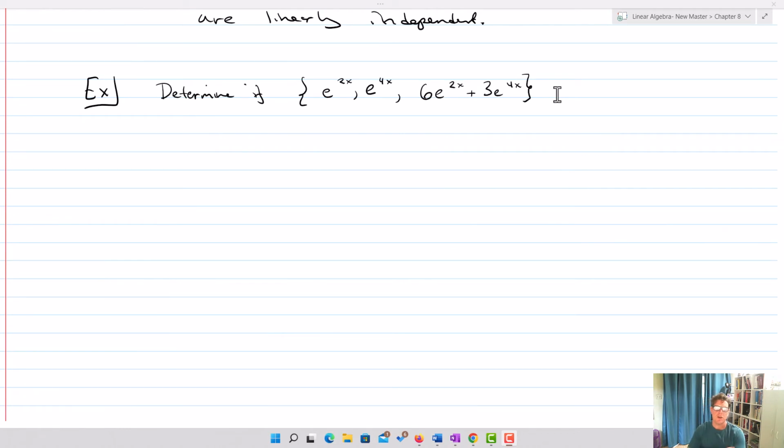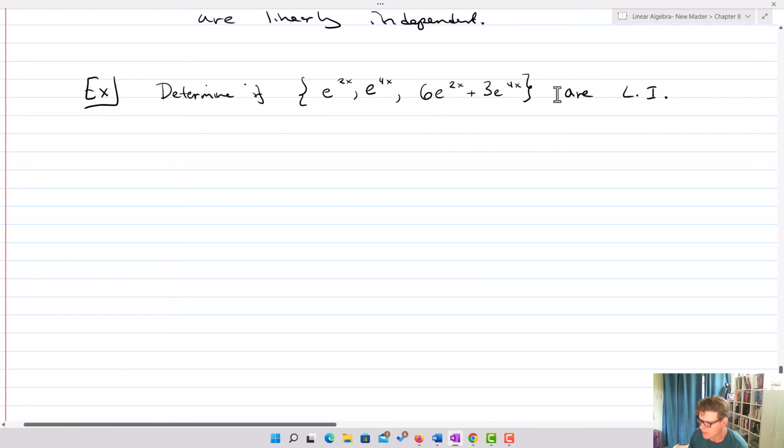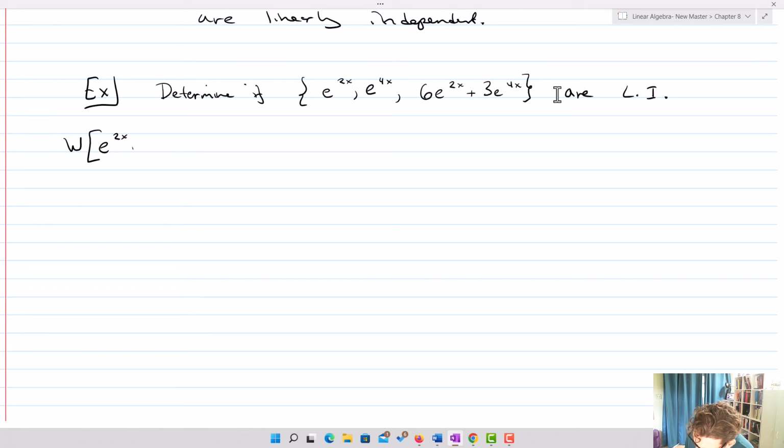So let's determine if e to the 2x, e to the 4x, and 6e to the 2x plus 3e to the 4x are in fact linearly independent. We're going to find the Wronskian. By the way, before we even begin, notice that 6e to the 2x plus 3e to the 4x is a linear combination of e to the 2x and e to the 4x.